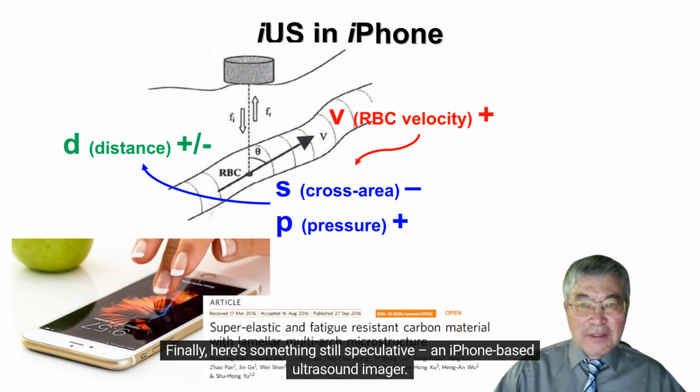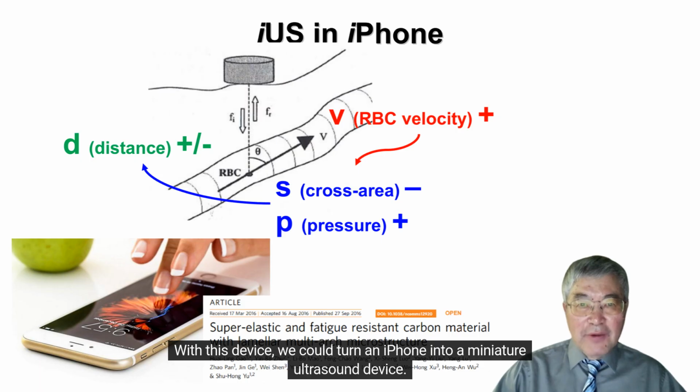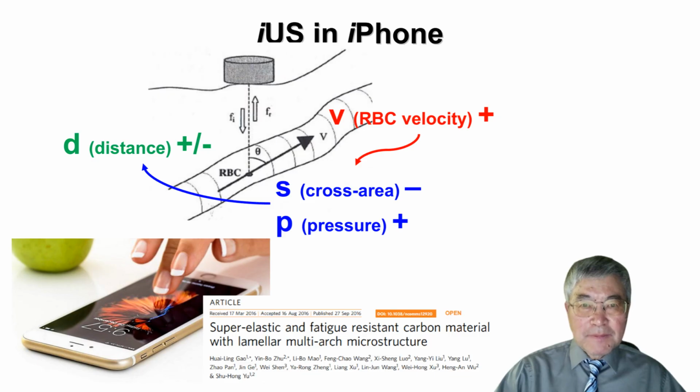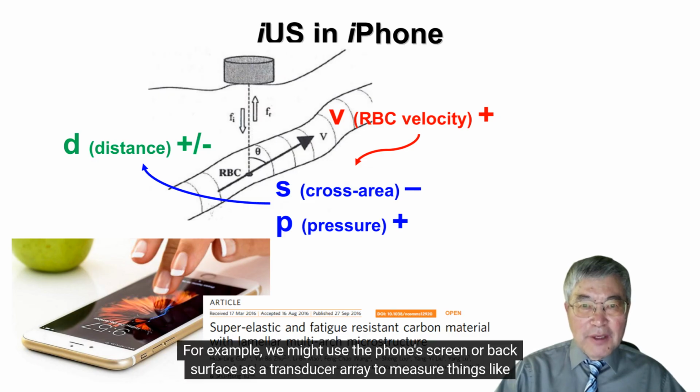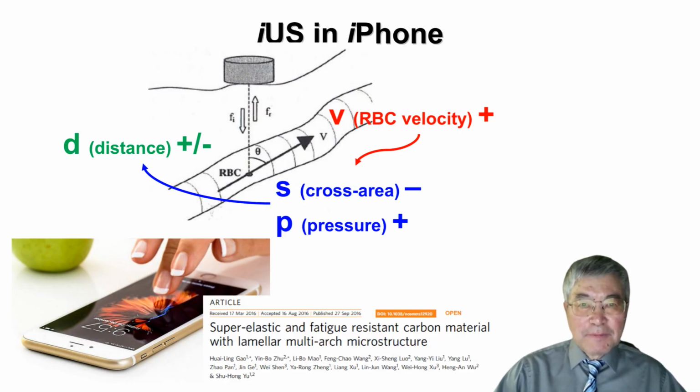Finally, here's something still speculative: an iPhone-based ultrasound imager. With this device, we could turn an iPhone into a miniature ultrasound device. Imagine using your phone not just as a communication tool, but as a health monitoring instrument. For example, we might use the phone's screen or back surface as a transducer array to measure things like blood velocity, blood pressure, or even blood sugar.